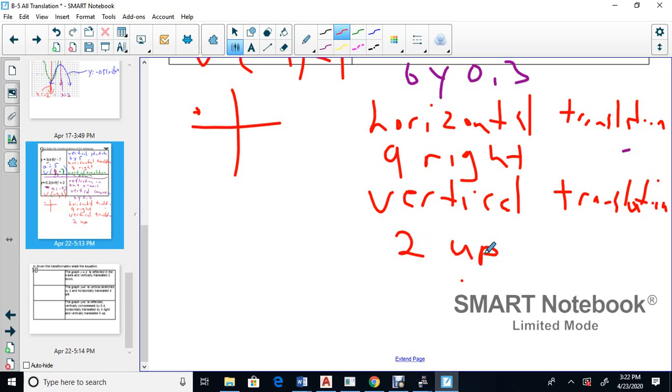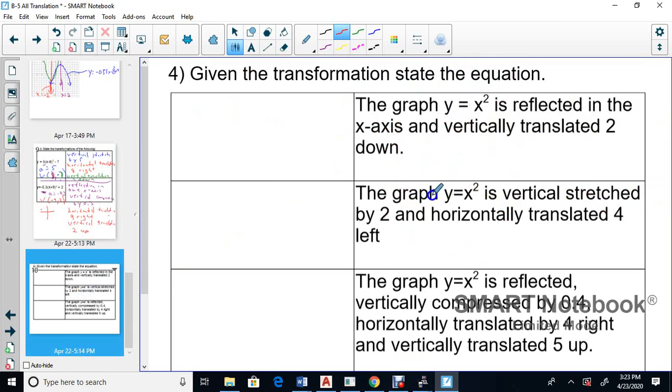Now, some questions may ask a little bit differently. So all of a sudden, they give you the transformations. I'm going to show you some here where they give you the transformations. So they tell you what they are, and you have to come up with the equation. So let's read this one. The graph y equals x squared is reflected in the x-axis and vertically translated 2 down.